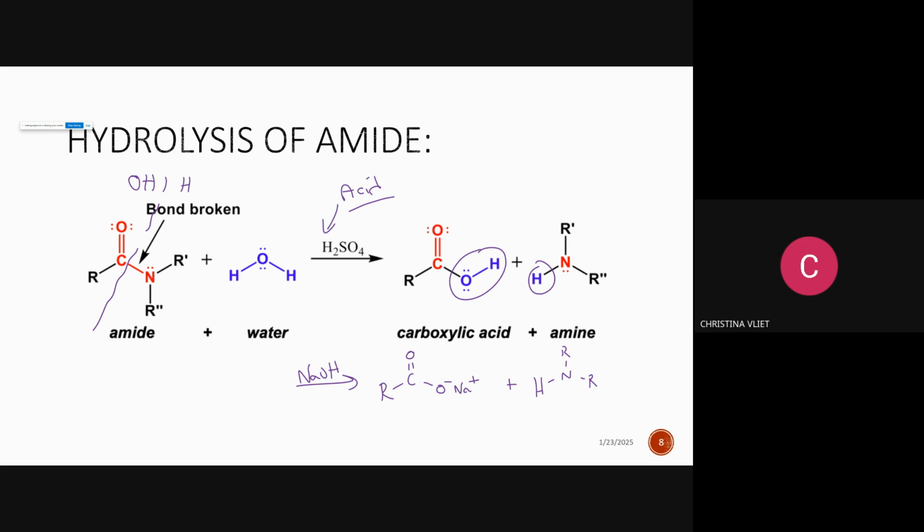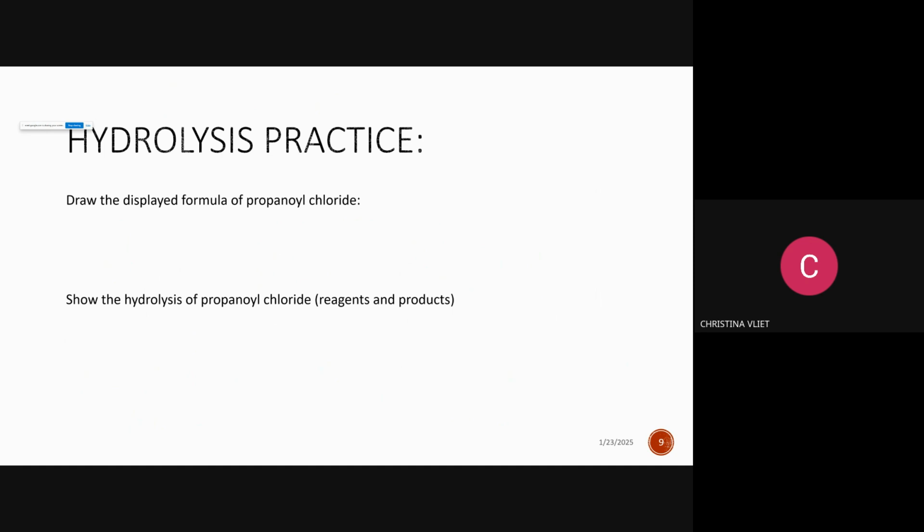All right, so I have some practice questions because we could talk about it, but we need to see practice. And so first question here says to draw the displayed formula of propanoyl chloride. Let me say this is in acid. Draw the displayed formula of propanoyl chloride. So what does prop mean? 3 carbons. Displayed means what? I'm going to put a circle around displayed because it's a specific thing I'm being asked to do. Displayed means I must write out every single hydrogen, every single carbon, every single bond, right?